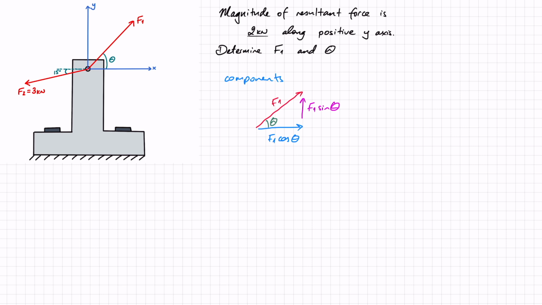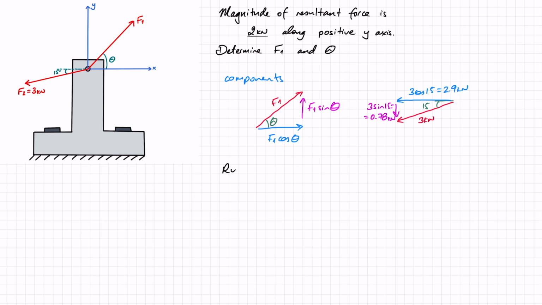Let's now look at F2. So F2 was 3 kilonewtons with an angle of 15 in this direction, and that means that if I divide it into components, I've got a negative x component of 3 cos 15, which gives me 2.9 kilonewtons, and I've got a component here in the negative y of 3 sine 15, which if you calculate works out as 0.78 kilonewtons. The next thing I'm going to do is write out the equations for the resultant force, just like I did in the previous exercise.